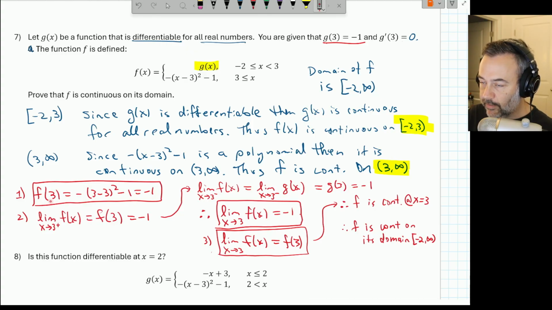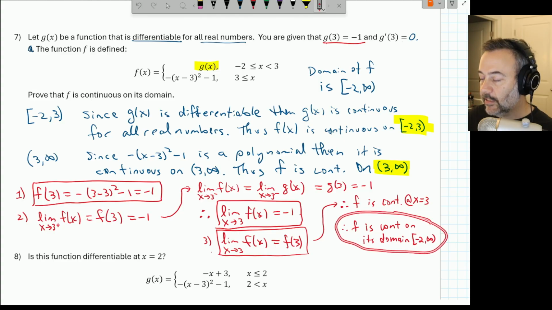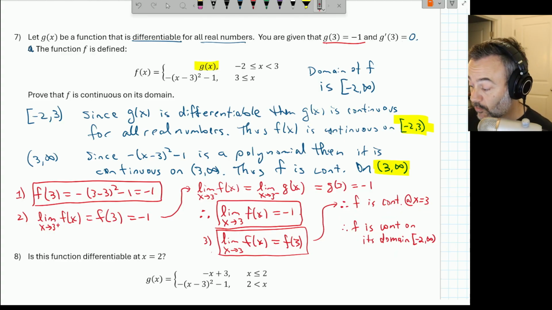So we have to do the function at 3, -1, the left limit and right limit at 3, -1, and conclude about the two-sided limit, -1, and write that the function equals the limit, and we're done. It's continuous at 3, therefore we've proven it's continuous at every value from -2 to infinity.